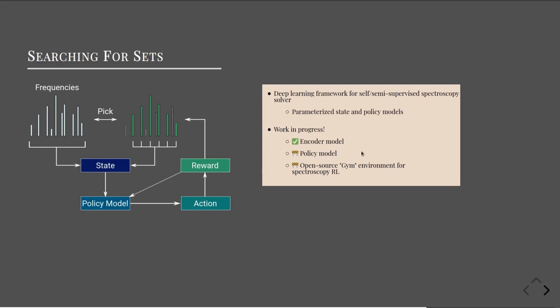We've since finished developing the recurrent encoder model, and we're now actively developing the reinforcement learning framework. As part of this, we're developing a general Gym analog for spectral analysis. So people who are familiar with OpenAI's reinforcement learning Gym, we're doing something similar so that other groups can implement their own strategies for different spectroscopic reinforcement learning applications.